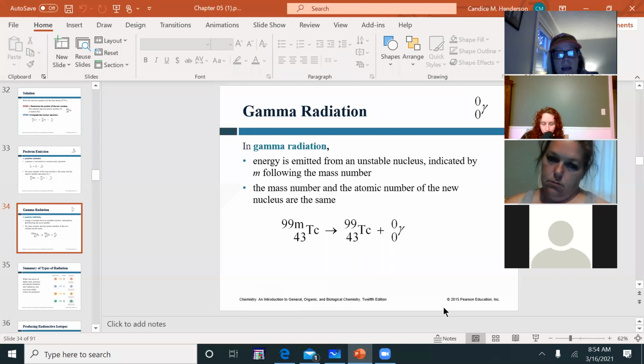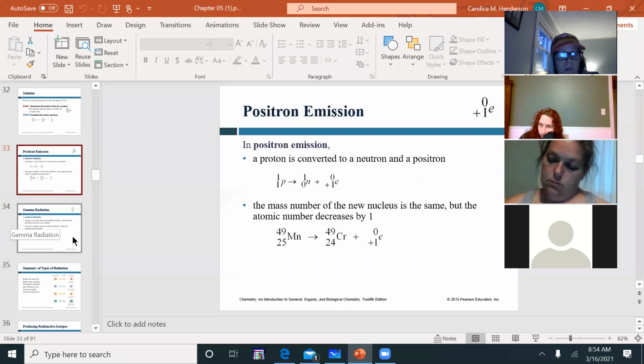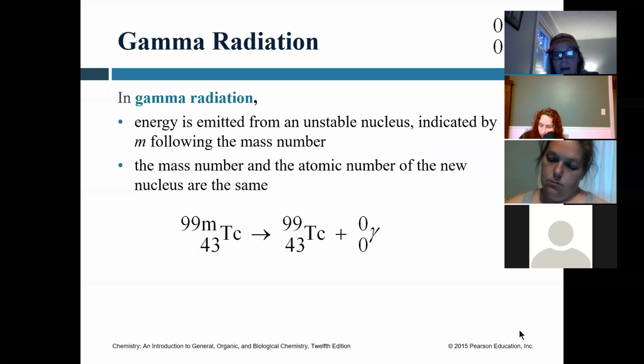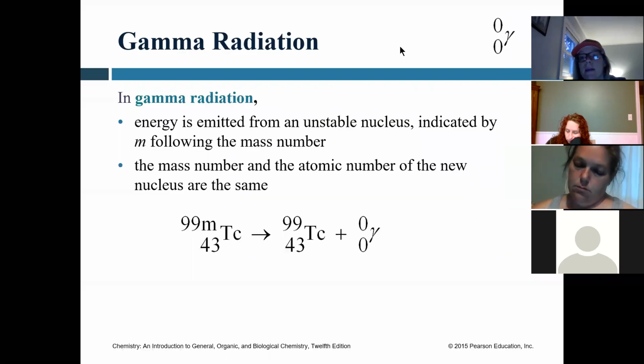All right. The last type of radiation that we get is gamma radiation. Now remember, gamma radiation doesn't have any mass and it doesn't have any charge. So it doesn't actually change what the original atom or nucleus is. It just strips away some of the energy. You kind of think of the nucleus as having energy that it needs to get rid of, and it releases it through gamma radiation.